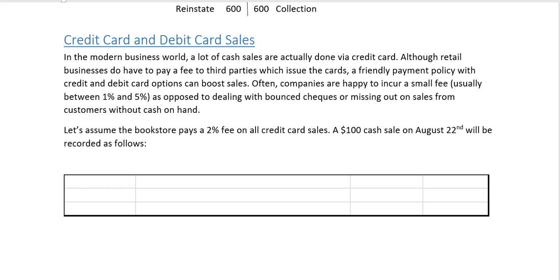Let's assume the bookstore pays a 2% fee on all credit card sales. A $100 cash sale on August 22nd will be recorded as follows. So this is a cash sale, but the customer is using credit card to complete the purchase. So obviously we're going to have a debit to cash because our cash account will go up. And we will have a credit to sales revenue. We are selling something, we are earning revenue.